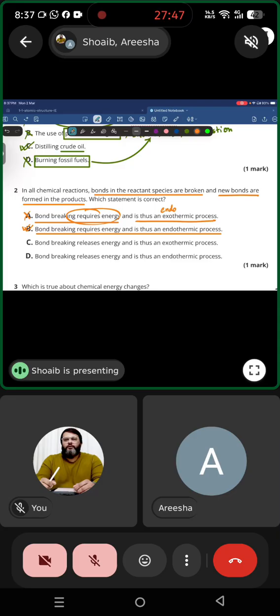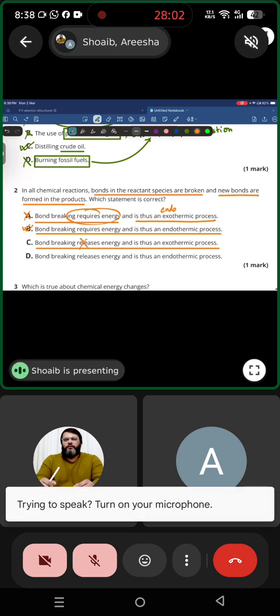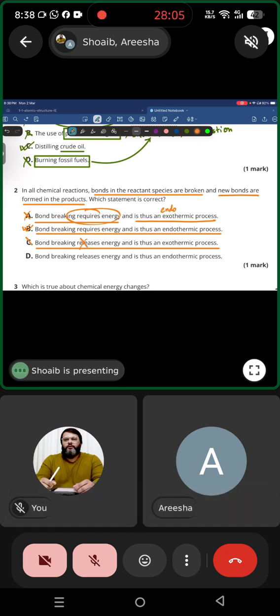No need to discuss the other two, but we will discuss them to clear our concept. Bond breaking releases energy, so it is exothermic? Bond breaking does not release energy. We have already discussed that it requires energy. So C is not correct here. Bond breaking releases energy, so it is exothermic? In the release of energy, endothermic is not the type of reaction process. The process is the exothermic process. So D is not our choice. Clear?